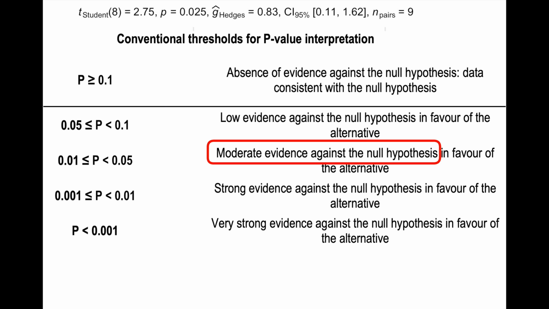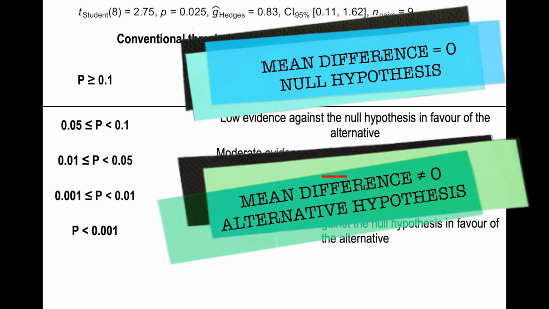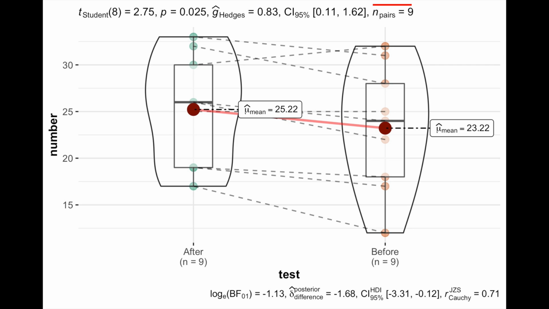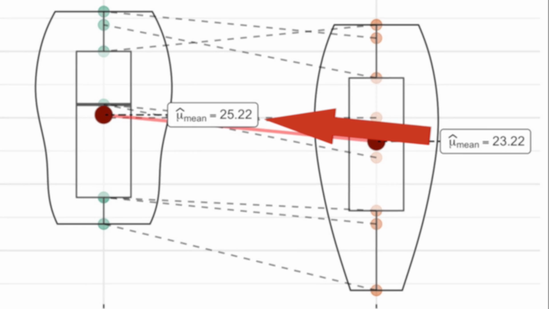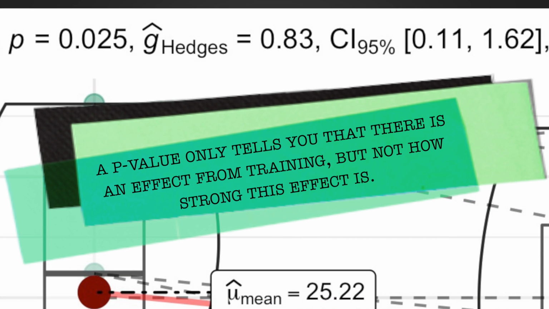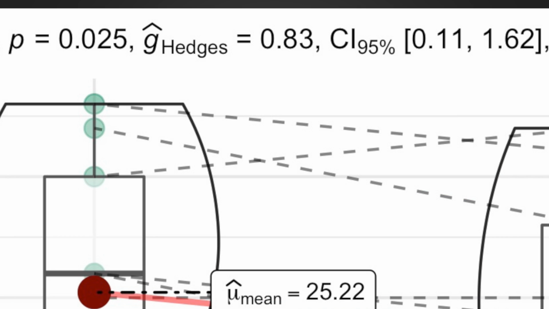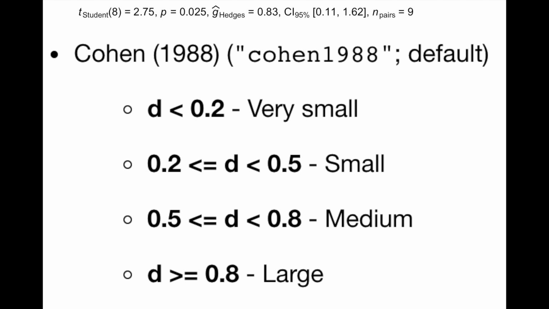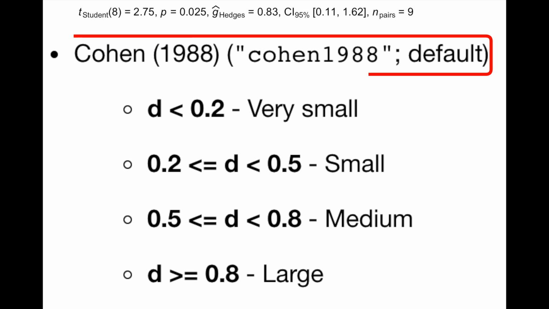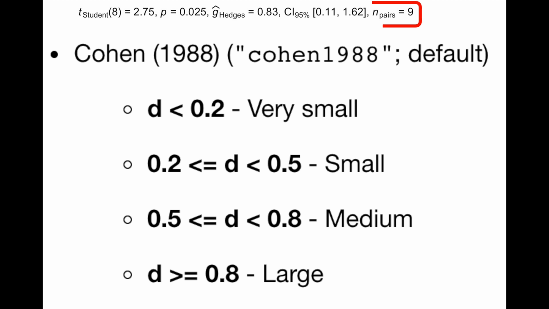It shows moderate evidence against the null hypothesis in favor of the alternative hypothesis. Particularly, our group of 9 students will make 2 sit-ups more on average after 1 week of training. But is a difference of only 2 sit-ups large? A p-value cannot tell that. A p-value only tells you that there is an effect from training, but not how strong this effect is. Fortunately, ggwithinstats provides Hedges' g as the measure of the effect size, which shows how large the effect of training is. Hedges' g is interpreted in the same way as Cohen's d effect size, but outperforms Cohen's d for small samples, like 9 in our example.